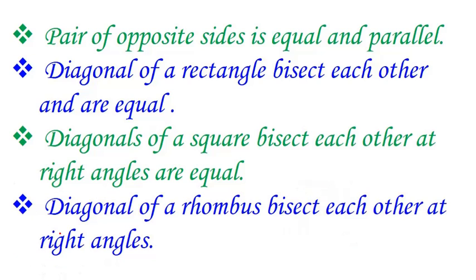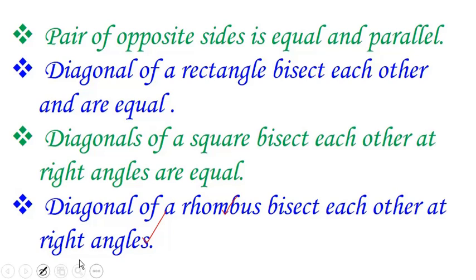Now we get the next statement. Diagonals of a rhombus bisect each other at right angles. So we consider what the diagonals are, and what is the rhombus? A rhombus is a special kind of parallelogram in which all sides are equal but each angle is not 90 degrees or a right angle.